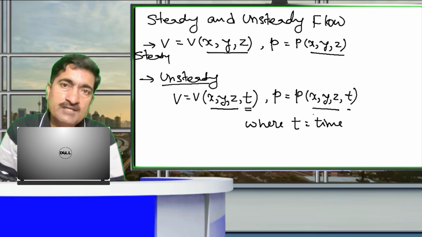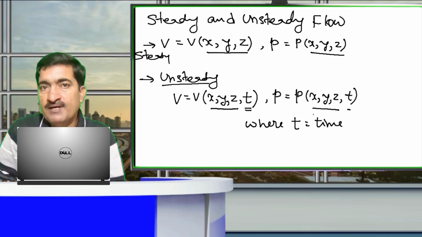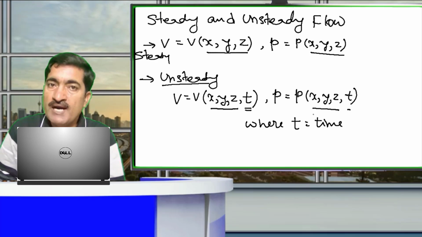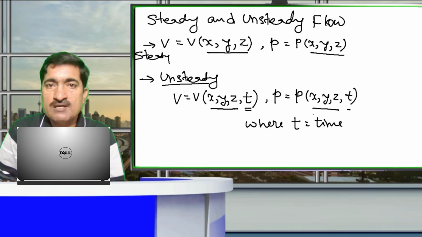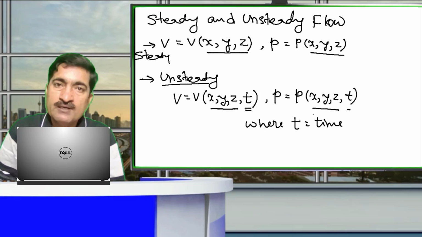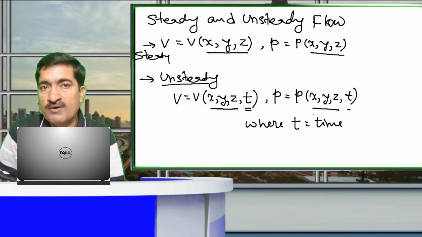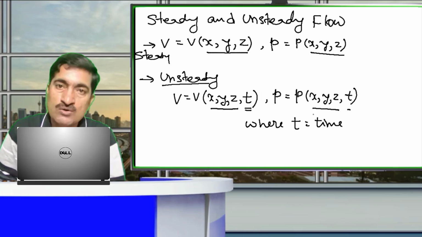Now, in unsteady flow, the appearance of the flow field will vary with time and will be constantly changing. In turbulent flow, the velocity at any point fluctuates around a mean value, but the mean value at a point over a period of time is constant.